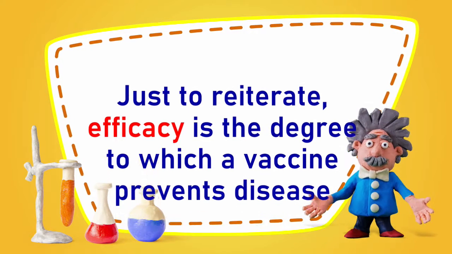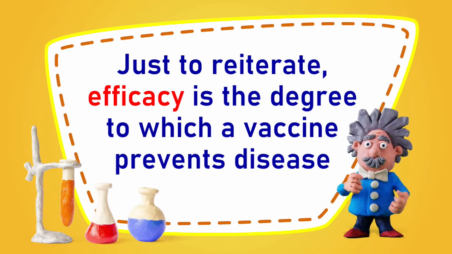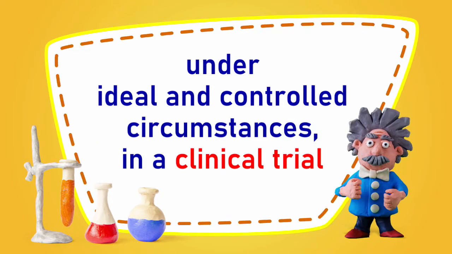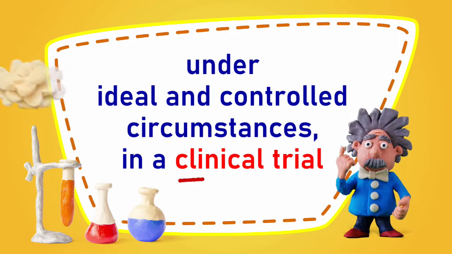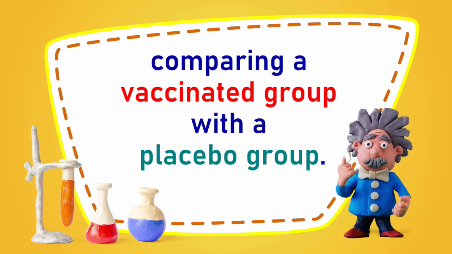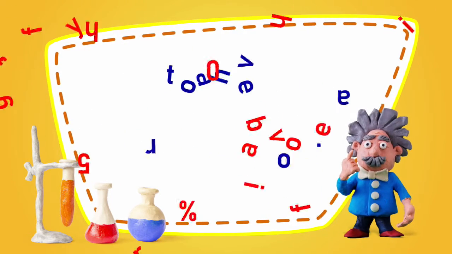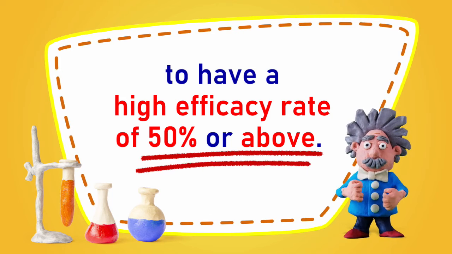Just to reiterate, efficacy is the degree to which a vaccine prevents disease under ideal and controlled circumstances in a clinical trial, comparing a vaccinated group with a placebo group. To be approved, vaccines are required to have a high efficacy rate of 50% or above.